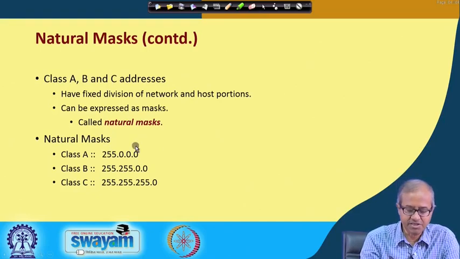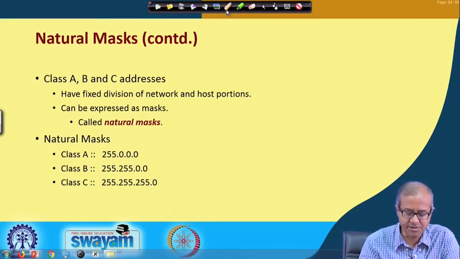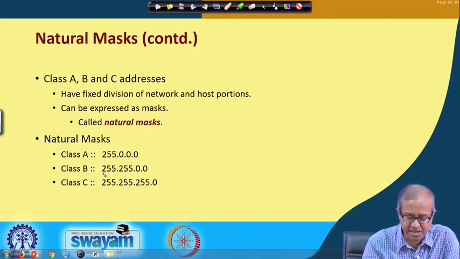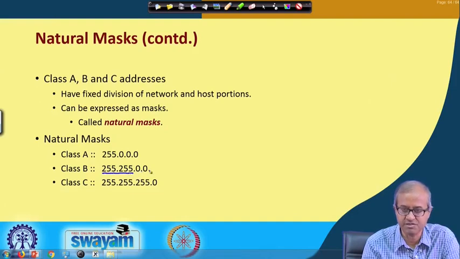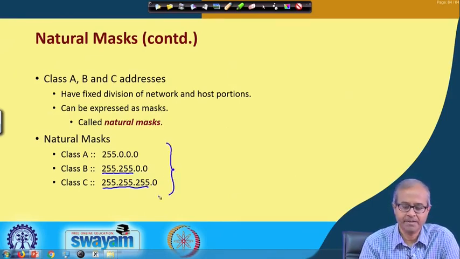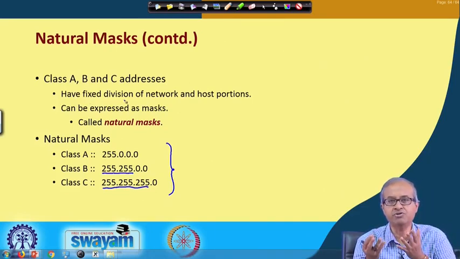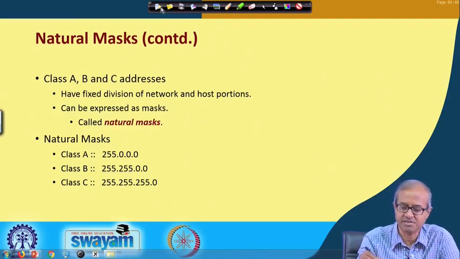Natural mask for class A we have already seen. In a very similar way, for class B, the natural mask will be the first 16 bits as network: 255.255.0.0. For class C, the first 24 bits indicate network: 255.255.255, and then the host is the last 8 bits. So, these are the natural masks. A natural mask has a fixed division, but when we use so called subnets, we can have arbitrary masks, not necessarily this kind of subnet masks.